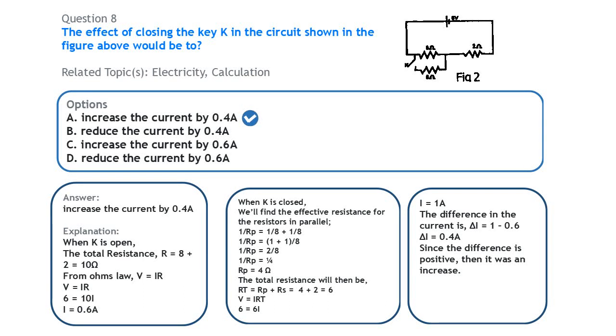So meaning when the key is closed, the current in this circuit is 1 ampere, but when it is open, the current is 0.6 ampere. So if we take the difference in the current now, that will be 1 minus 0.6, and that is 0.4 ampere. Now since the difference in the current is positive, what this means is that closing the key here will bring about an increase in the current, because the initial current when the key was open was 0.6 and the current now is 1. So that means there's an increase now in the current. So that makes the correct option here option.